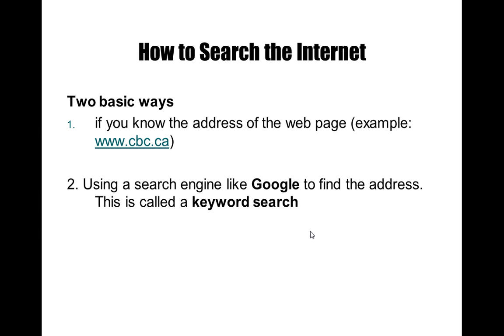Then the second one is using a search engine. Either I can type the URL or web address, or I can use a search engine, that is Google, to find the addresses. This is known as the keyword search. Suppose I am using Google and I write malaria. There is multiple information that is gathered with the help of the word malaria.